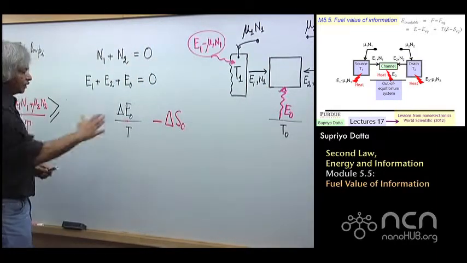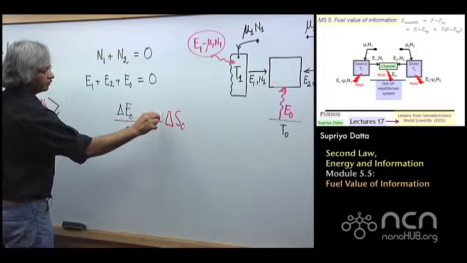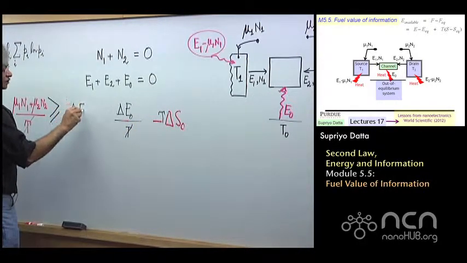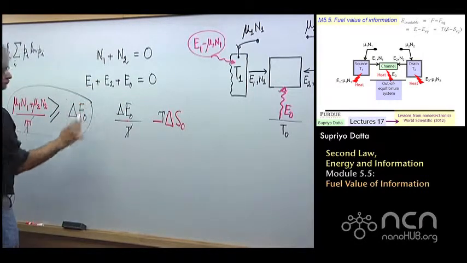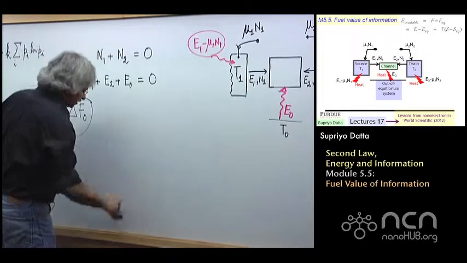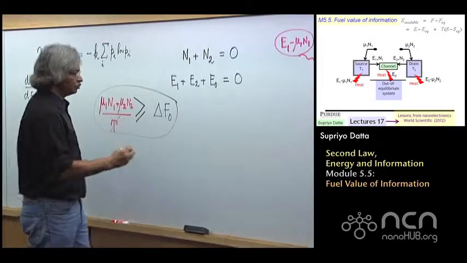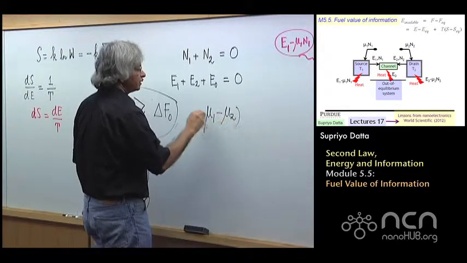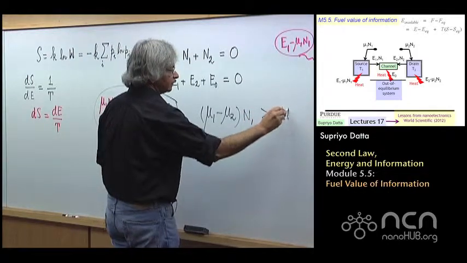Okay. And now the point is that if you cancel out the T, take the T out from here, T out from there, and get a T there, this is really like the change in the free energy of that reservoir. Okay. So what this is telling me, and noting that N1 is equal to minus N2, I could write this as mu1 minus mu2 times N1 must be greater than or equal to delta F0.